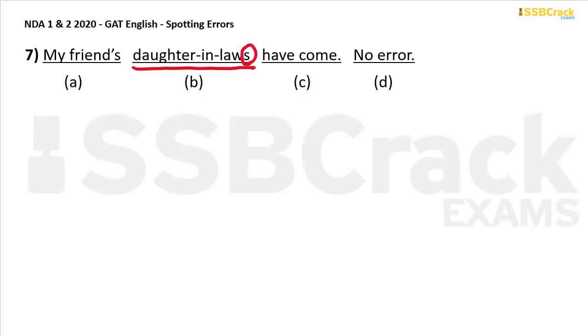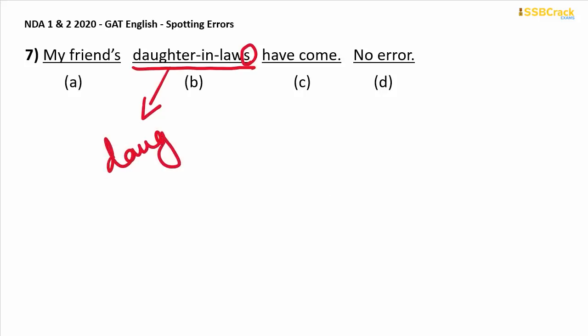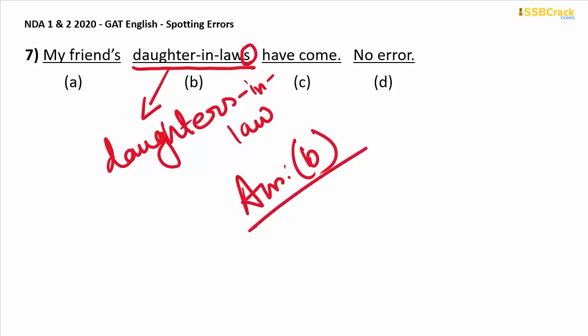Here, the compound noun daughter-in-law, the chief noun in this compound noun is daughter. So therefore, the suffix s will be added to the daughter and it will be daughters-in-law. So I hope that those of you who have already gone through my concept lectures on rules of nouns, you already know this. So therefore, it should be my friend's daughters-in-law have come. So your answer is therefore option B, because part B of the sentence was having the grammatical error. Let's move on to the next question.